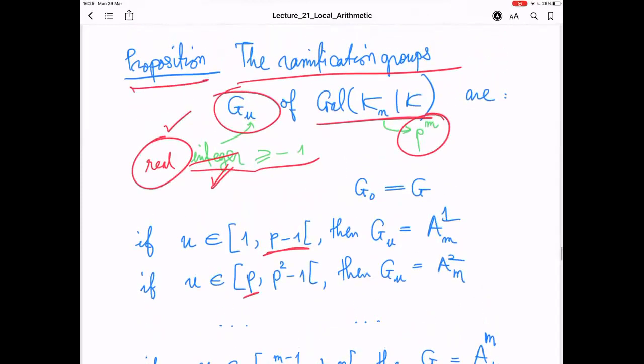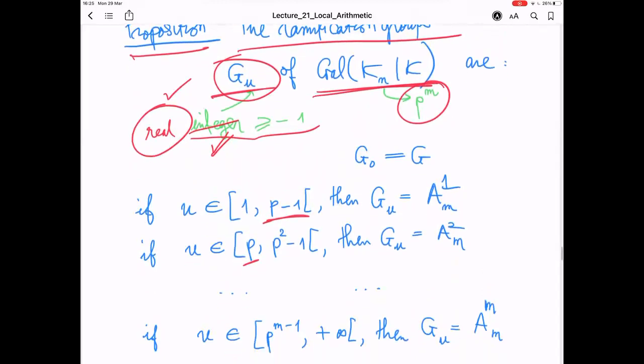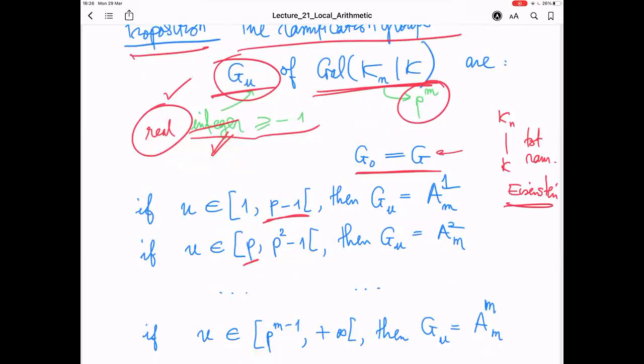So this proposition says that the ramification groups G sub u of the Galois group of Kn over K is given by the inertia group, which is the whole of G. And that is fine because we know that Kn over K is totally ramified. Why is it totally ramified? Because of Eisenstein, it's obtained by adjoining the root of an Eisenstein polynomial. So it's totally ramified.